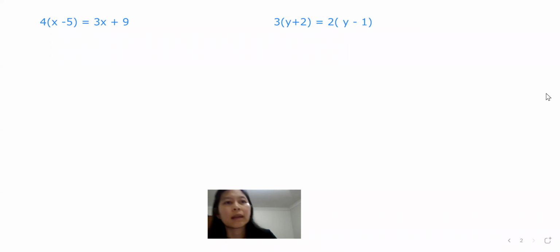Hello, I prepared 4 questions to explain the techniques that you could use to solve equations. To solve an equation means we have to find the value of x that fits into the equation. Okay, let's start.